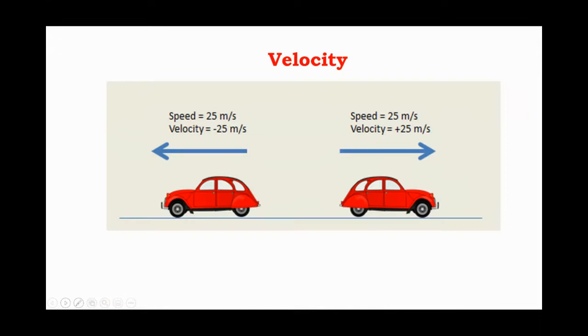For example, if we have two cars here, they have the same speed, 5 meters per second. One of them moves to the right, the other moves to the left. Let's consider this line to be our x-axis. So I would say the velocity of this one is 5, and the velocity of the other one equals negative 5 because of the direction.